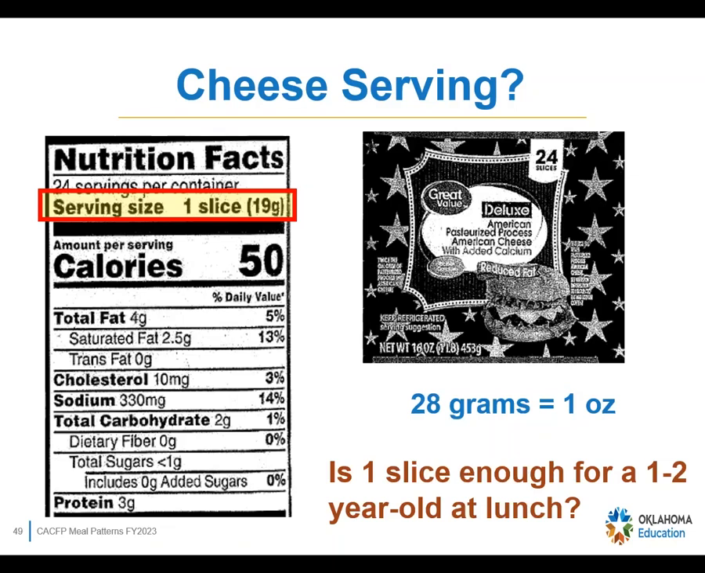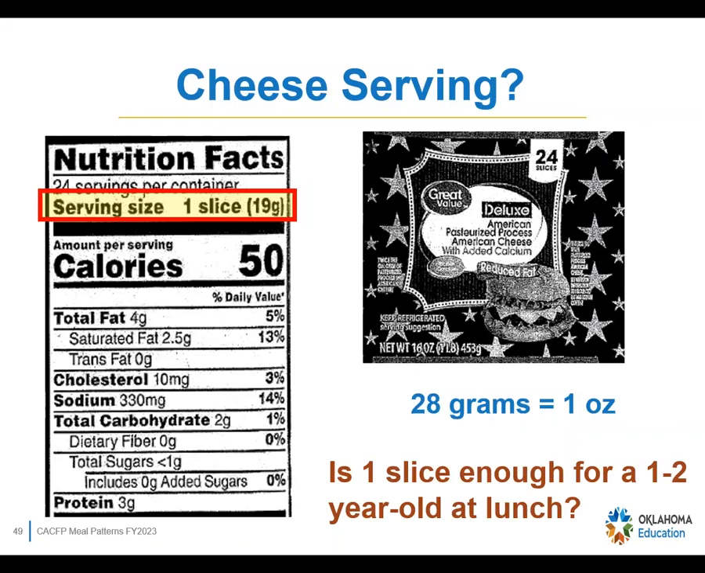A lot of times people think, well, my 1 to 2-year-olds need 1 slice, my 3 to 5-year-olds need 2 slices, and the 6 and older or adults probably need 3. That is not the case. A 1 ounce equivalent, which would be for a 1 to 2-year-old for lunch, needs 28 grams. So they need about 2 slices. You could probably do 1.5, but they definitely need more than just 1 slice.